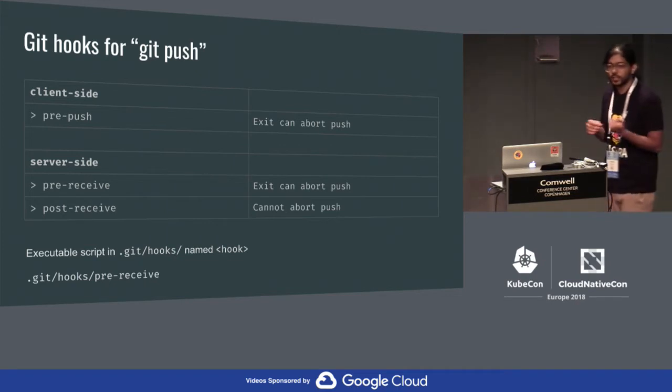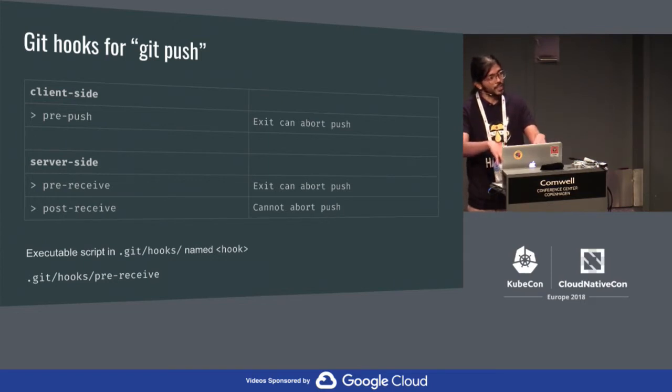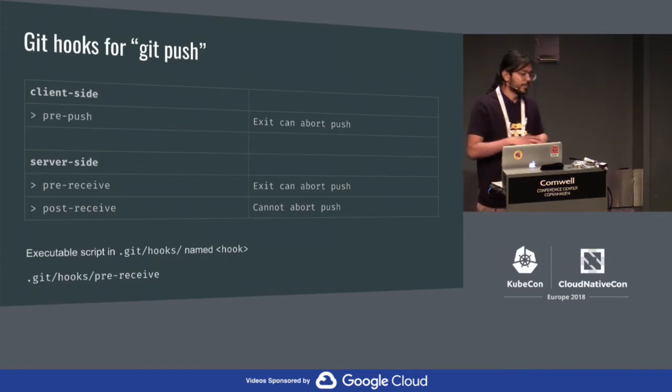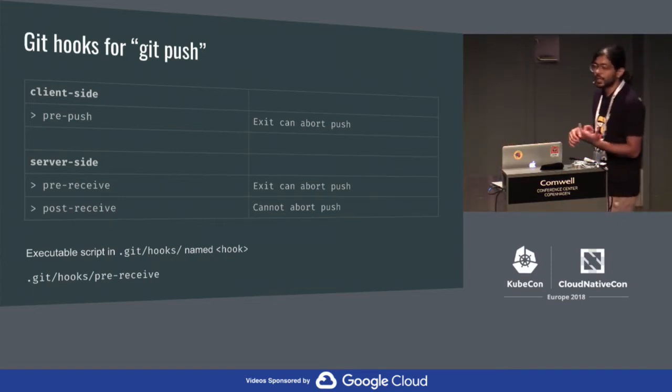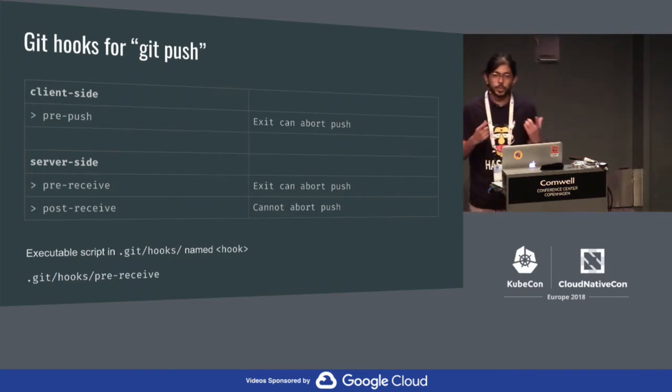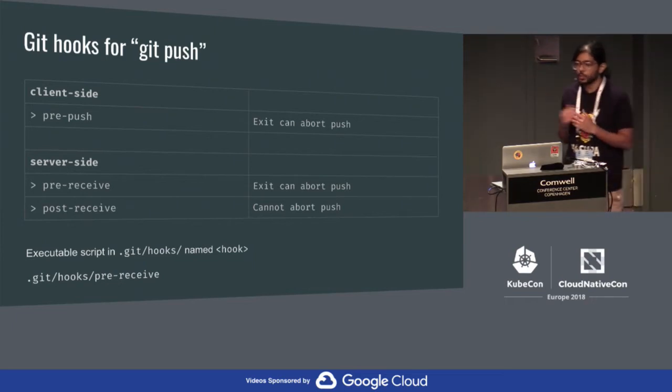The first is a hook that runs on the client side. So there's me, who has my machine, and I have Git installed on my machine, and that is the client. Whenever I do a git push, there is a client-side hook that is executed called the pre-push hook. The pre-push hook, if it succeeds, will allow the push to continue. If it fails, it will cause the push to be aborted.